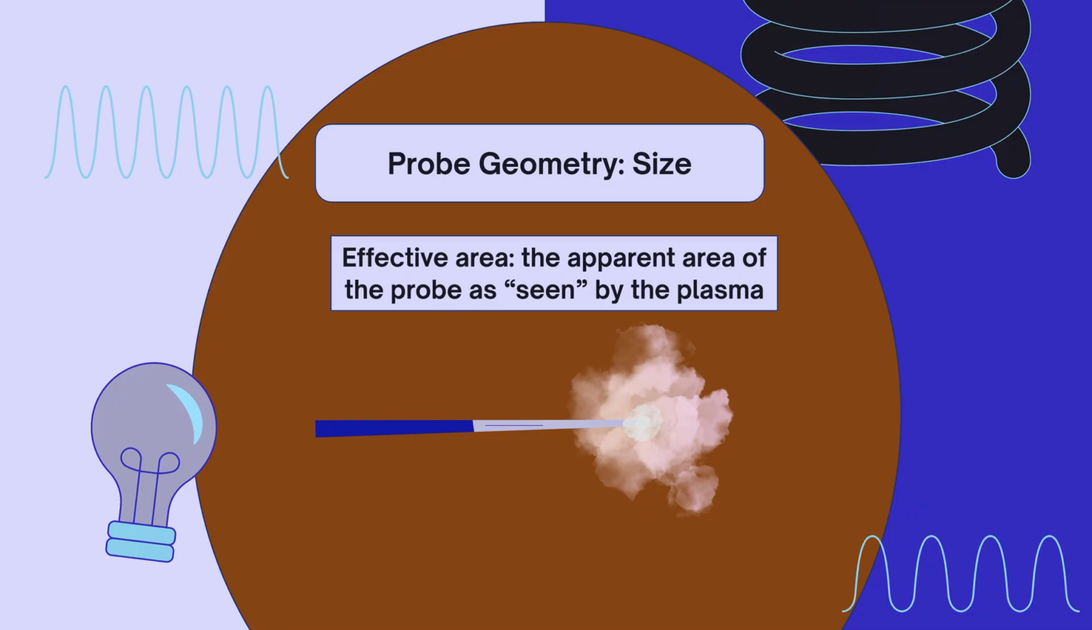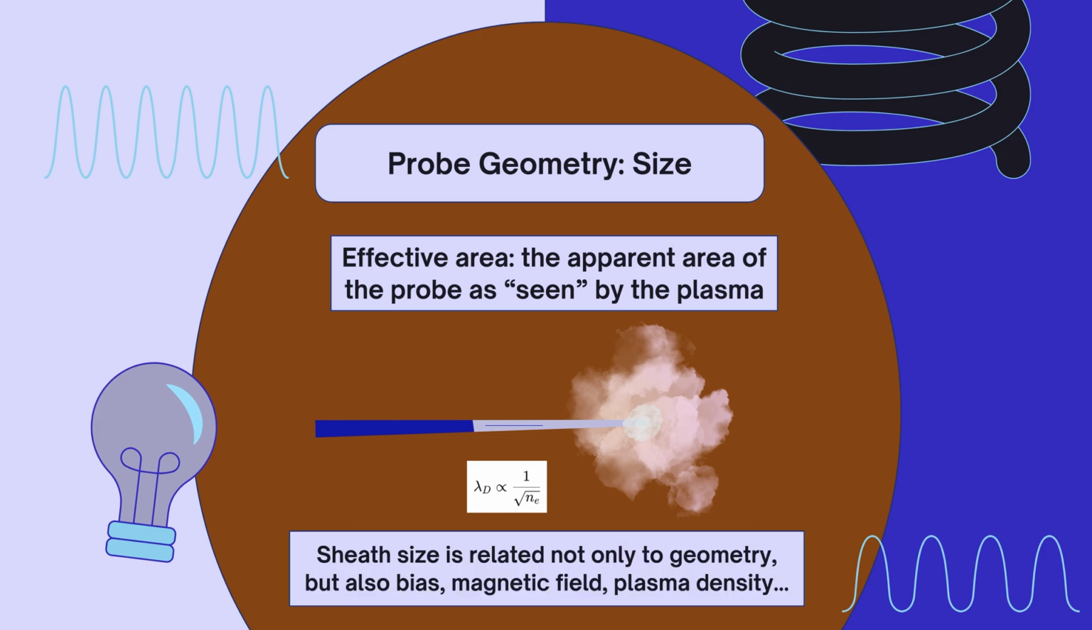Without diving into detailed sheath theory, I will also note that sheath thickness scales with the Debye length, which itself is inversely proportional to the square root of the plasma density. So, the same probe geometry can collect very different currents depending on the probe bias and the local plasma conditions. That means, if I try to calculate density using just the physical size of the probe, I'll be wrong, because the effective collection area changes with plasma parameters.